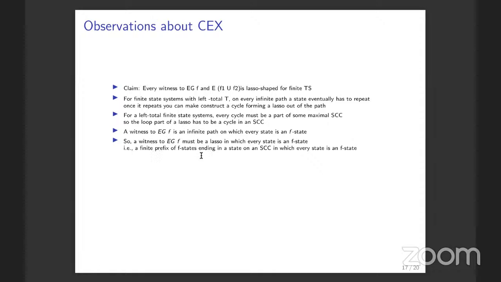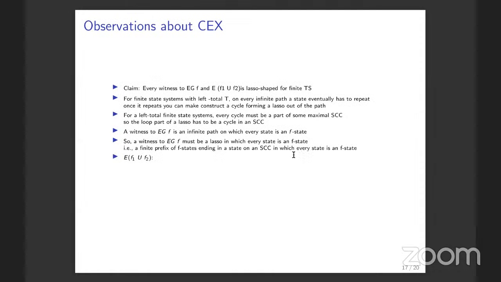So a witness must be a lasso in which every state is an F state. That's a finite prefix of F states, ending in a state, and since a cycle has to be a part of an SCC, an SCC in which every state is also an F state. I can recall that this is how, if you recall, the explicit state model checking we actually implemented. And the greatest fixed point also, eventually the fixed point ends up having these kinds of SCCs embedded in the fixed point, which is a symbolic representation of the states representing EG of F.